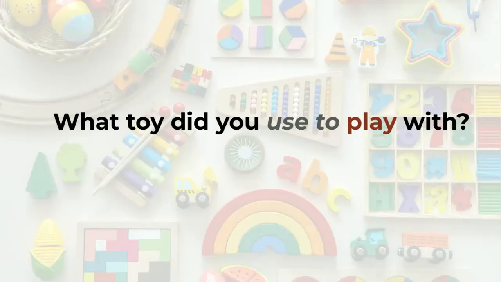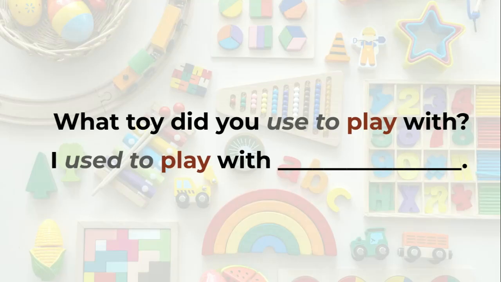Okay, here's your next question. What toy did you used to play with? Okay, so again, in the past, when you played with toys, which one toy did you play with? And some examples might be puzzles or board games, trains, cars, dolls. Pick something like that. Your sentence stem is, I used to play with. Go ahead and pause the video so you have some time to write it down. And when you're ready for the next question, hit play.